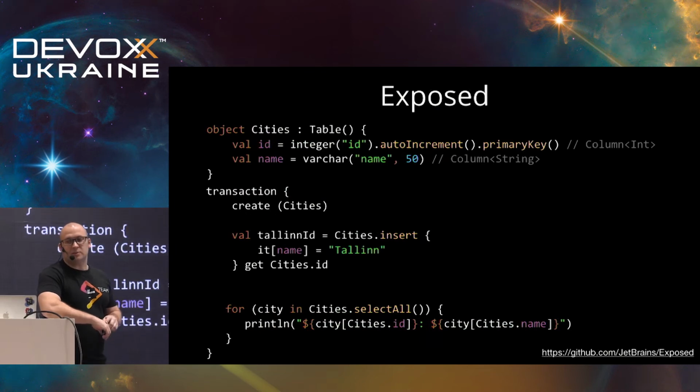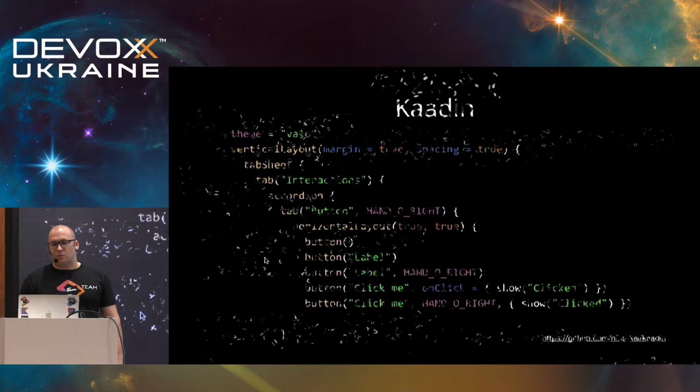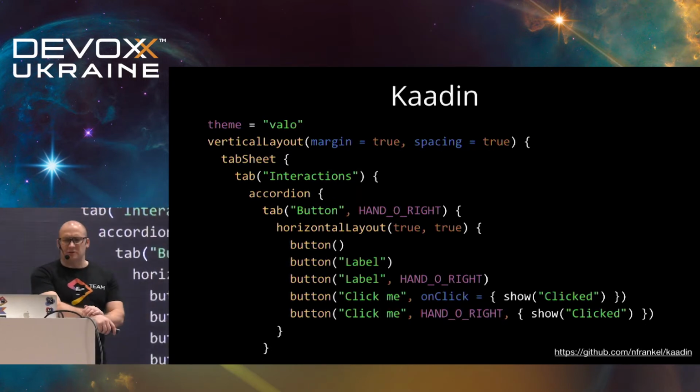Exposed. That's a small library to talk to databases. It's also pretty clear what is going on here. We describe a table, right? We open the transaction, we create the table, we insert some values into the table, and make a select and iterate over the results. And even if you don't know Kotlin, it still is understandable, still readable. Another one is just a hobby project of a friend of mine, Nicolas Frankel, who is also here.